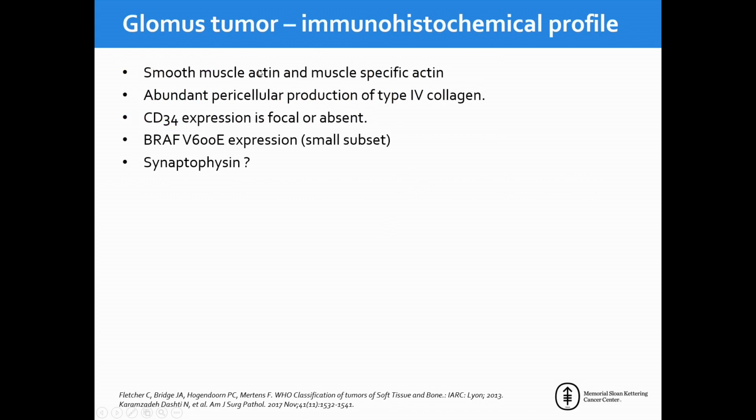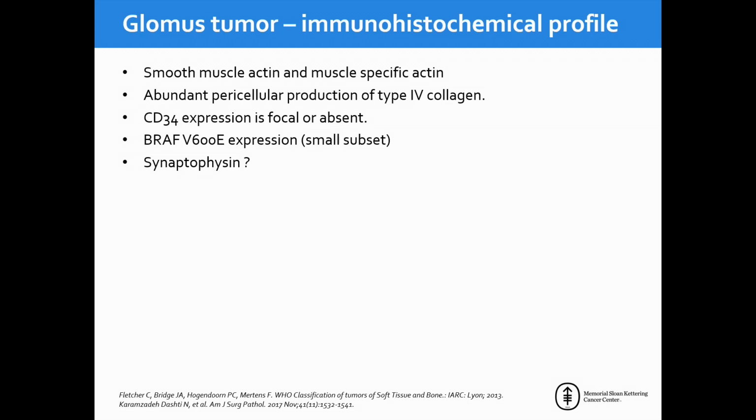Immunoprofile, again, very typically, characteristically strongly positive for smooth muscle actin, muscle specific actin. Desmin is almost always negative. And there is abundant pericellular production of type 4 collagen, so you can use stains for type 4 collagen and laminin as a marker in this case. CD34 expression is focal or absent. Recently, there have been some reports of BRAF mutated glomus tumors, which are BRAF IHC positive, but this is a very small subset of cases.